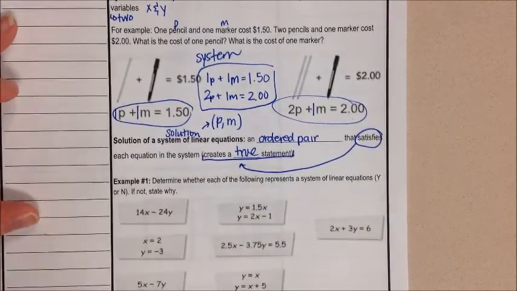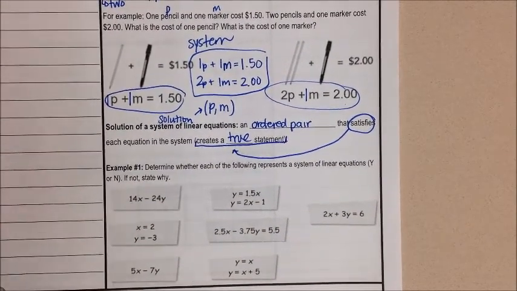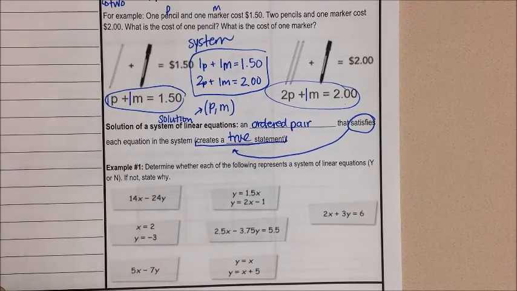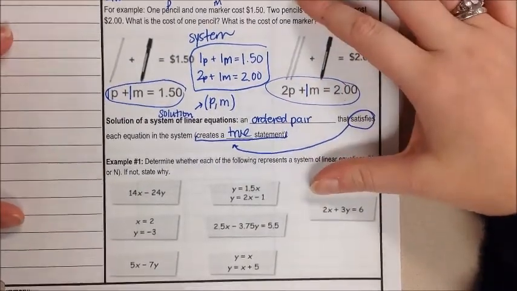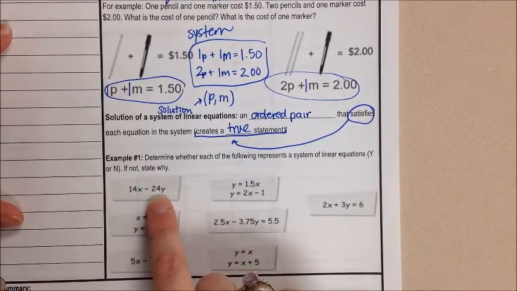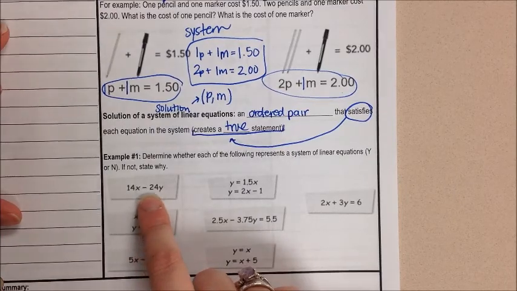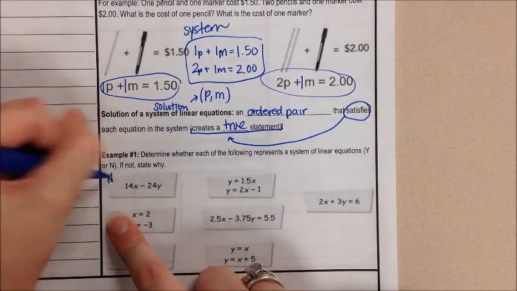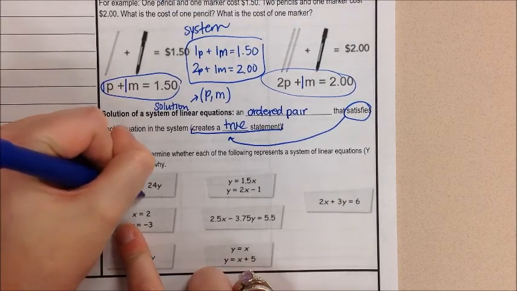So example number 1 says determine whether each of the following represents a system of linear equations. Yes or no. If not, state why. So it needs to have at least two equations and the same variables. So let's start with the first one, 14x minus 24. Well, there's only one, first of all, and two, that's not even an equation. So we're going to say no, and we're just going to say not two equations. Simple as that.